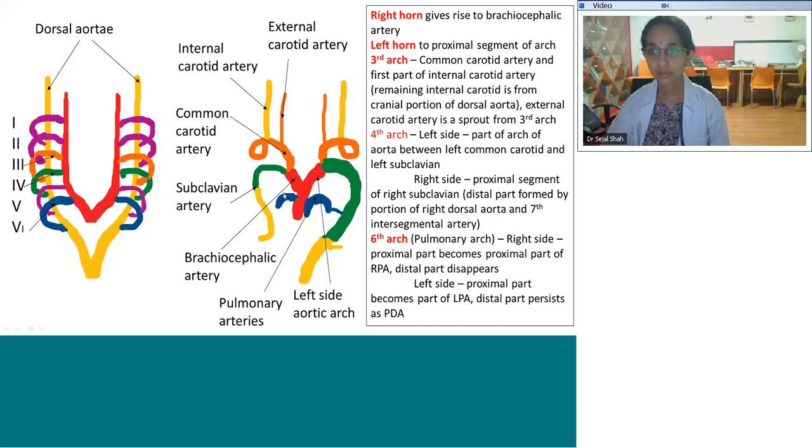Now coming down to the sixth arch vessel, which is the blue colored. On the right side, it gives rise to the proximal part of the right pulmonary artery, and the distal part on the right side disappears. On the left side, it gives rise to the proximal part of the left pulmonary artery, and the distal part gives rise to the ductus arteriosus, which then disappears. So this is the development of the main vessels coming from the arch.